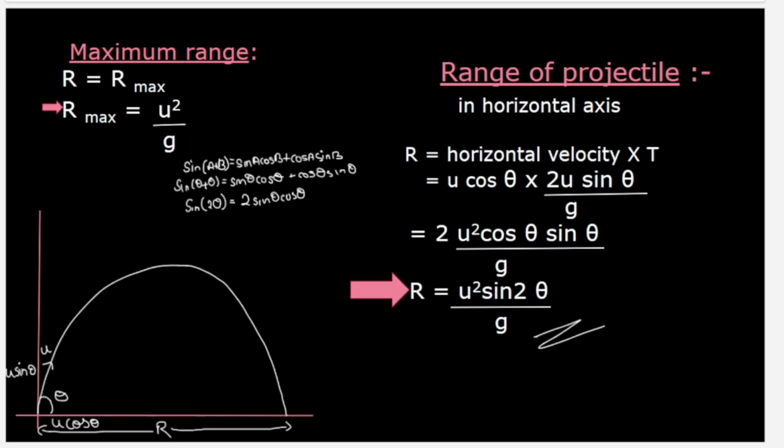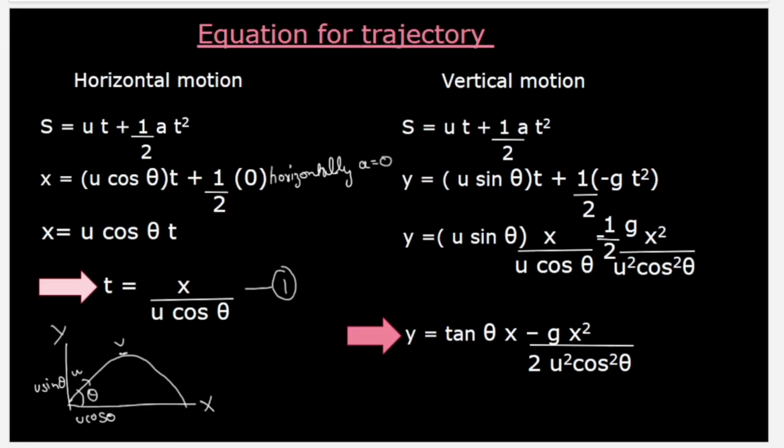Then R max is equal to u square by g, where sin 2 theta is cancelled out because theta is 45. Next topic is equation for trajectory. In the first part, we will be considering horizontal motion. Making use of the second equation of motion, s is equal to ut plus half at square, where s is displacement, u is initial velocity, t is time, and a is acceleration. Now only focus on horizontal stuff, not the vertical stuff.